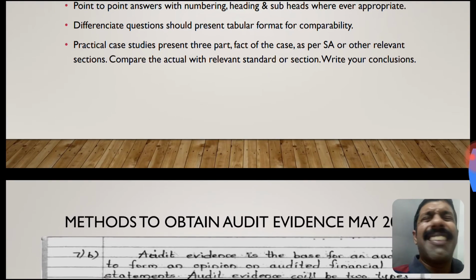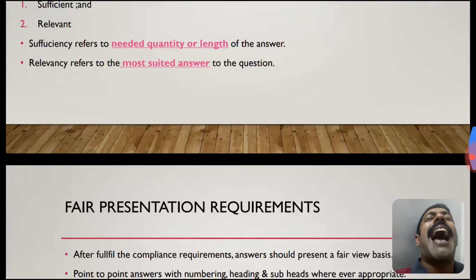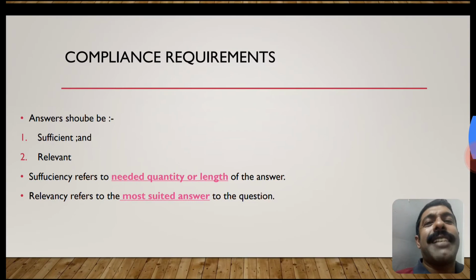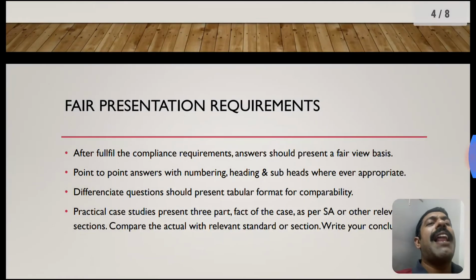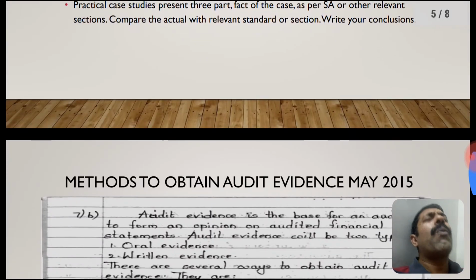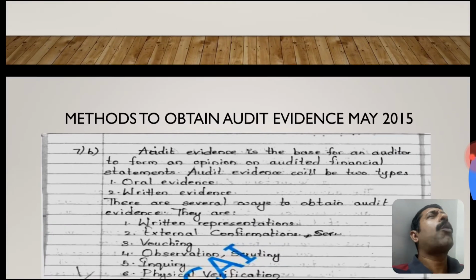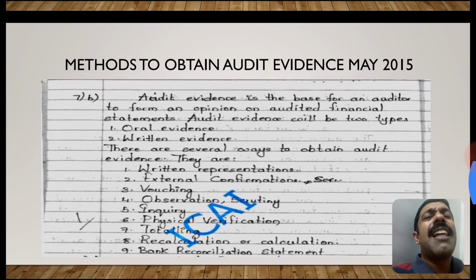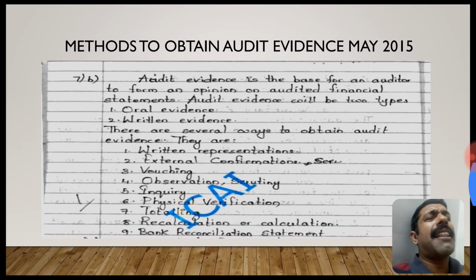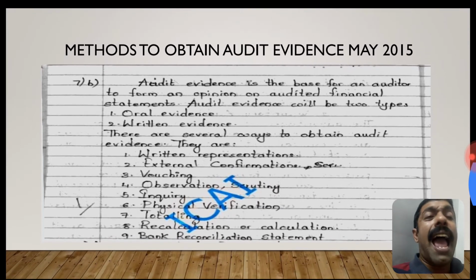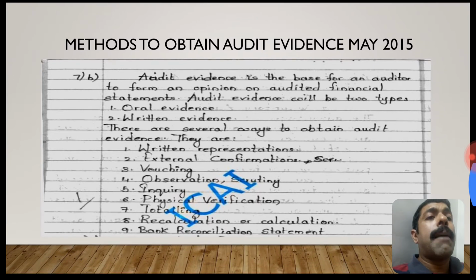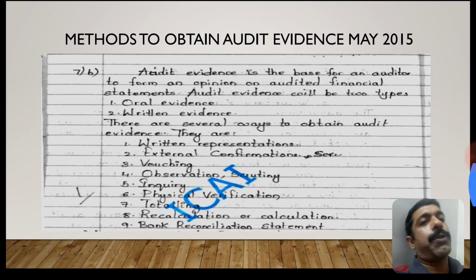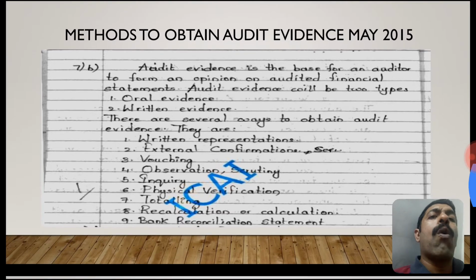So this theoretical part you will not have an idea unless we check into reality. We will have a reality check. What is happening? Normally students are misinterpreting the questions. They are reading the questions and misinterpreting them, and the answers go that way. The May 2015 4-mark question: method to obtain audit evidence.